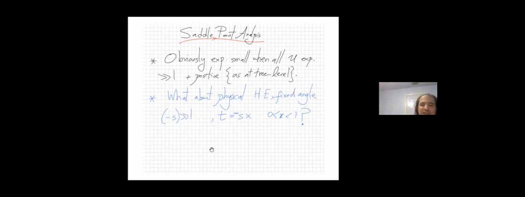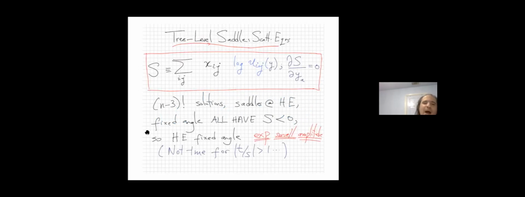And we're especially interested in this question of what happens in the physical region of high energy fixed angle scattering. Now, at tree level, we know how this works. The tree level analysis is just the scattering equations written in the language of the U variables. The action that you're looking for an extremum of is just the sum over the kinematic variables x_ij log u_ij, and then you just differentiate with respect to all of these y's and look for a critical point. And we know there are (n-3)! solutions. For example, at 4 points, there's only one saddle, and very beautifully, in the high energy fixed angle region, that saddle has negative action.